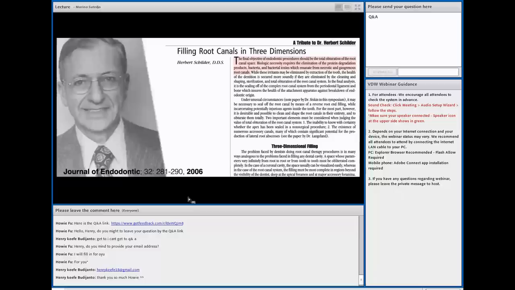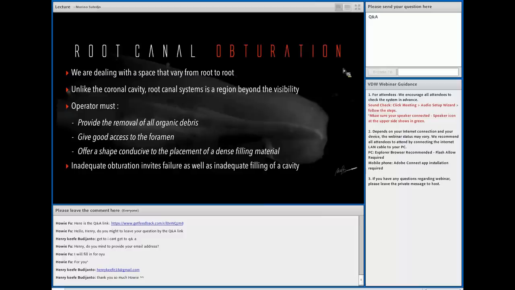Therefore, what Schilder said is that the final objective of our endodontic procedures is the total obturation of the root canal space. It means the biological necessity of eliminating the protein products of the bacteria or the toxins, the necrotic tissue, or anything else from inside the root canals. Because what we remove from the root canal is more important than what we place inside, according to Schilder.